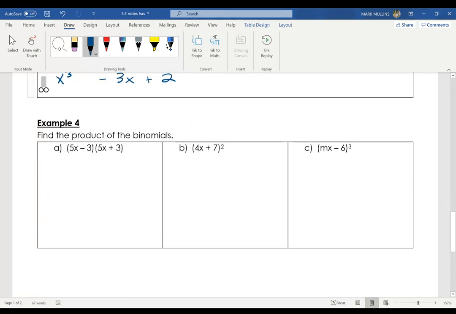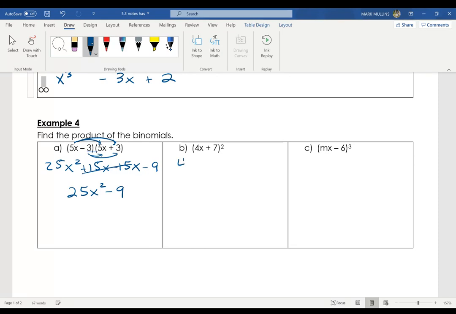For 4, we're just reviewing multiplying binomials. So for A, 5x times 5x, 25x squared. Oh, there's a minus and a plus, so we know what's going to happen. We get a plus 15x and a minus 15x. So our middle terms cancel. And then negative 3 times 3 is minus 9, so 25x squared minus 9. There's really no work to show for this one. If you know the answer right away and you understand the pattern and you're getting them right, that's fantastic.